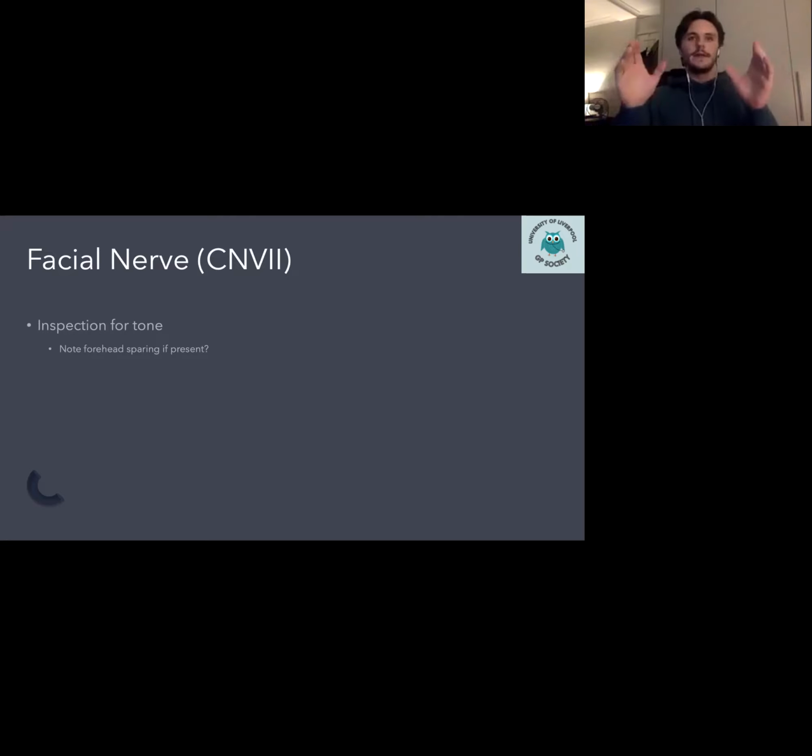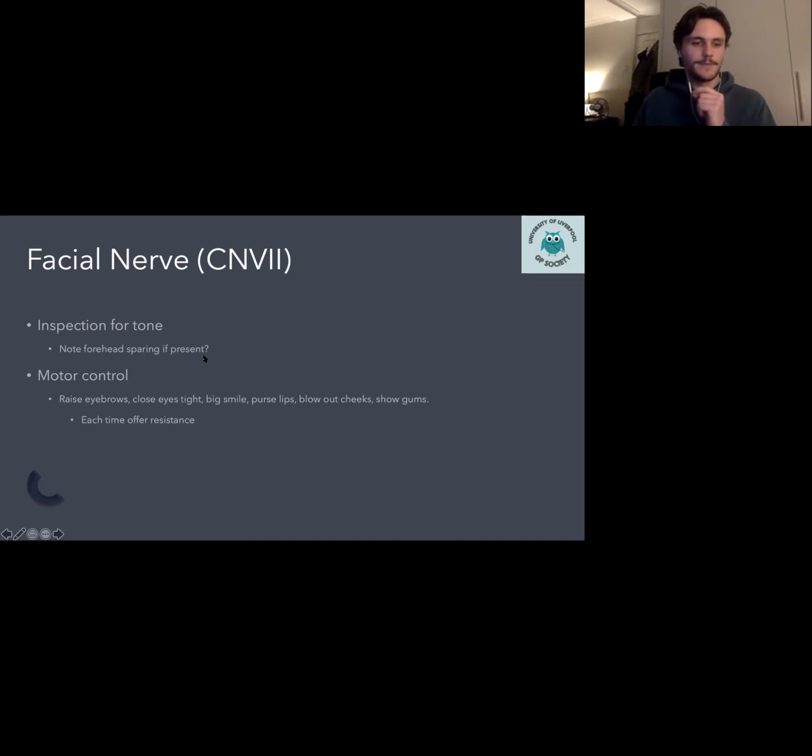So this nerve innervates the muscles of facial expression and the anterior 2/3 of the tongue as well for sensation. So you're going to be inspecting for tone. Is the face drooping on either side? Is it asymmetrical in any way? And note the forehead sparing if it's present, and that's important, as you might know.